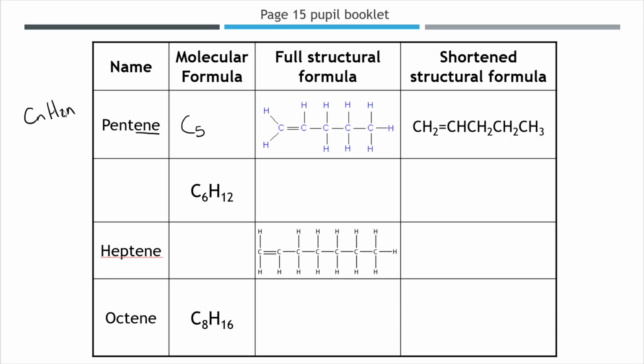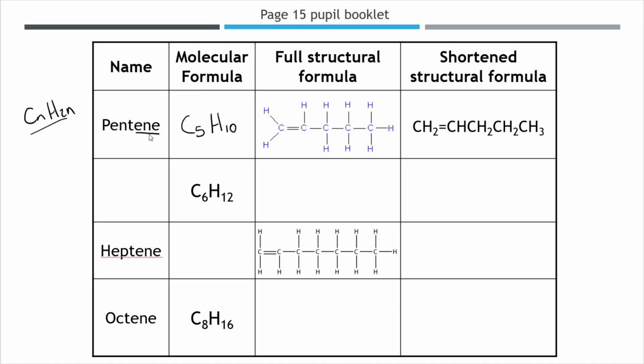So when we've got 5 carbons here, we should have double that number of hydrogen, so it should be C5H10. We can check the full structural formula here just to make sure. 1, 2, 3, 4, 5 carbons, and 1, 2, 3, 4, 5, 6, 7, 8, 9, 10 hydrogens. But you'd rather be able to do it with the general formula. It's going to save you a lot of time doing it that way.